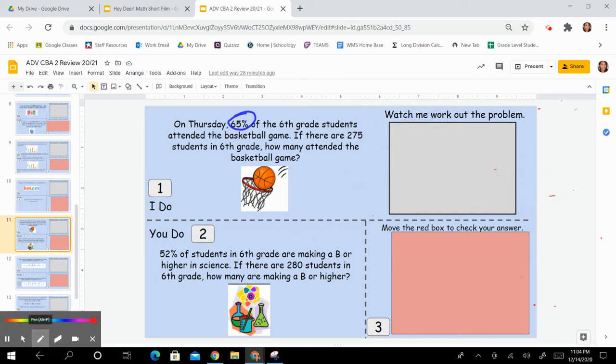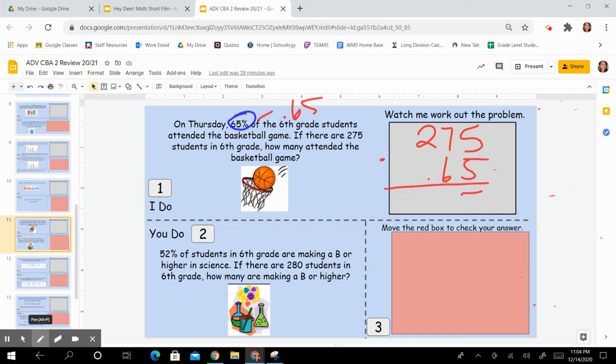You can convert 65% to a decimal and multiply it by 275. So 275 times 65%, which is 0.65. I'm going to multiply it. 5 times 5 is 25. Carry your 2. 7 times 5 is 35 plus 2, which equals 37. 5 times 2 is 10 plus 3, which equals 13. Add a 0. 6 times 5 is 30. Carry your 3. 6 times 7 is 42 plus 3, which equals 45. 6 times 2 is 12 plus 4 is 16.